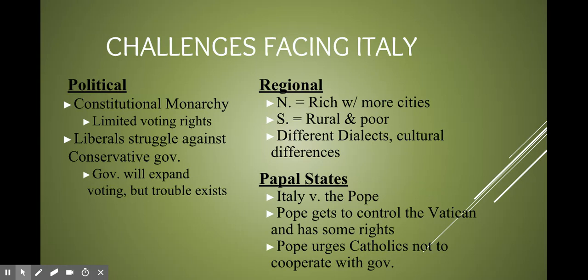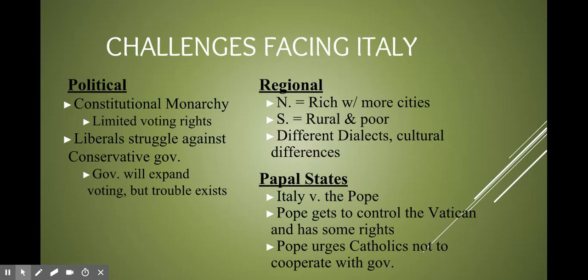So this actually creates some issues for Italy. Even though they had a constitutional monarchy, rights were still limited. There was still the struggle between liberals and conservatives. The government will eventually expand voting rights, but trouble continues. Regional differences: Northern Italy was richer, with more cities, kind of like the industrial north. The south was more rural, focusing on an agricultural economy. They also had different dialects and cultural differences.